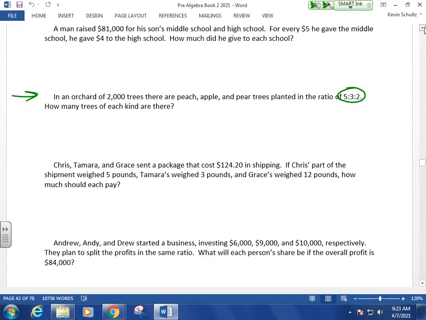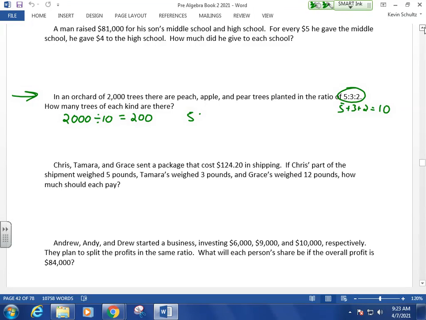Okay, so these peach trees, 2,000 total, peach, apple, pear, are planted in a ratio of 5 to 3 to 2. Right? We want to figure out what the value of 1 unit is. How many trees does one of that 5 represent, or one of that 3, or one of that 2? So just like before on the first page, we're going to add these together for 10. We're going to take that 10, divide the whole by 10, and that gives us 200. What that tells us is that each unit of that ratio represents 200 trees. Okay? Each unit of that ratio represents 200 trees.